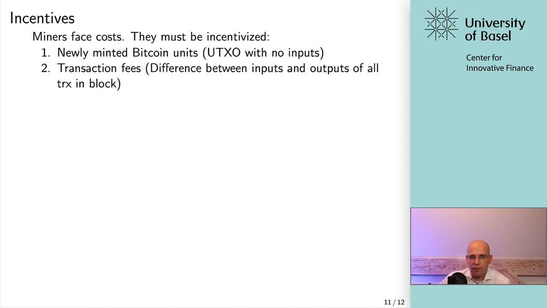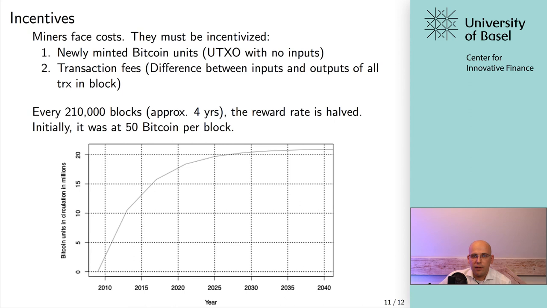This reward, so the first part of the reward, the newly created Bitcoin units, is adjusted every 210,000 blocks. That is approximately every 4 years if we once again go with this 10-minute average. And this reward rate is halved every four years. Initially, it started at 50 Bitcoin per block. And you can see that right here. It's really hard to hit that accurately with this remote. I'm really sorry.